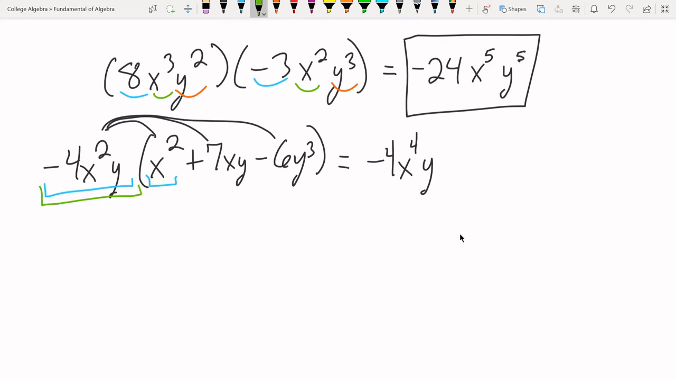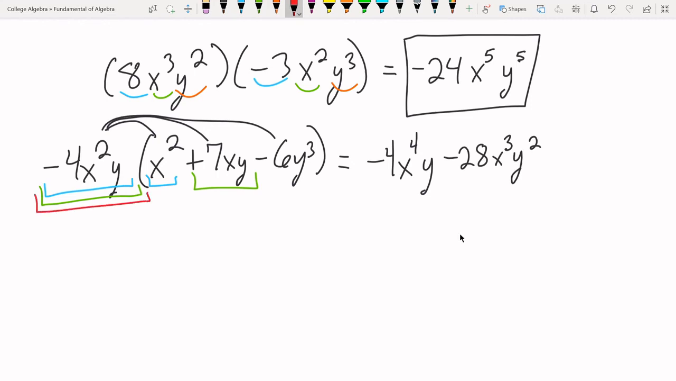The next thing, we have negative 4 times positive 7 is negative 28. X squared times x is x cubed, right? We have x squared times x to the 1, so we add the powers. And y times y is y squared.